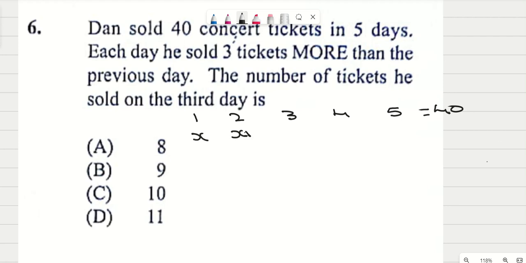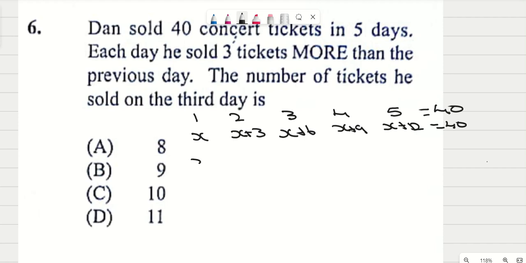Second day would be X plus 3. Third day would be X plus 3 plus 3, which is X plus 6. The fourth day would be X plus 6 plus 3, which is X plus 9. The fifth day would be X plus 9 plus 3, which is X plus 12. It's all equal to 40. Right? So if we add up all of this, it's supposed to get 40.